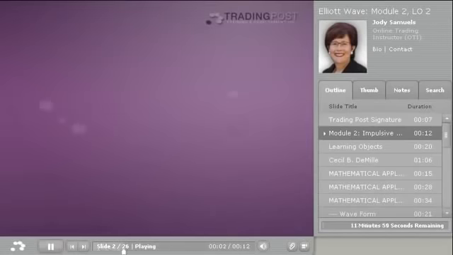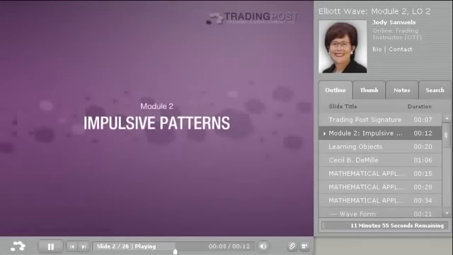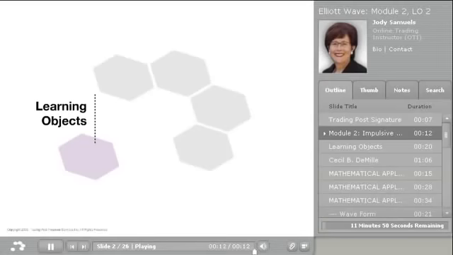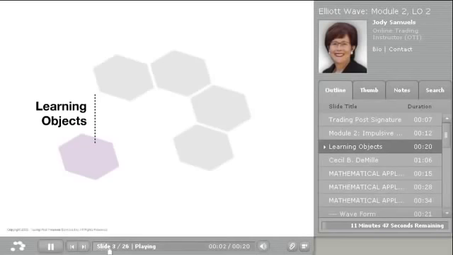Welcome to the continuation of Module 2 of the Elliott Wave Vertical. This module is about impulsive patterns. In the previous learning object, we learned about impulsive wave structure, impulse and diagonal wave characteristics, and rules and guidelines of impulsive waves. In this learning object, we will learn about mathematical applications and projections and targets.